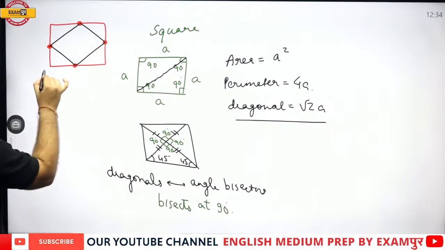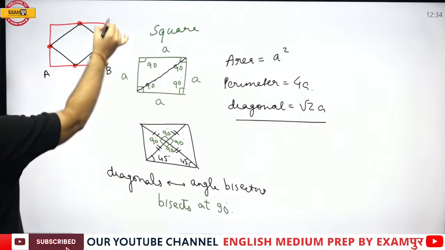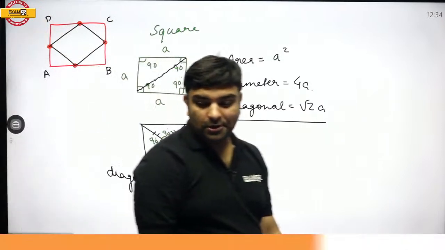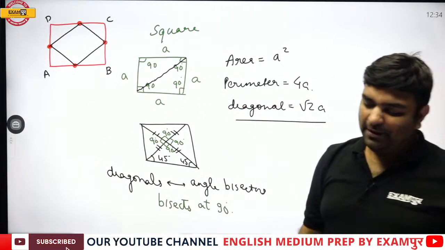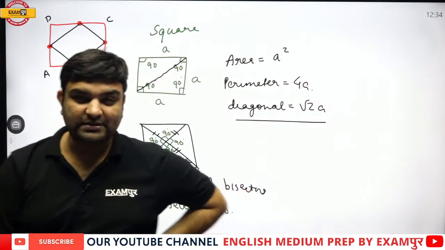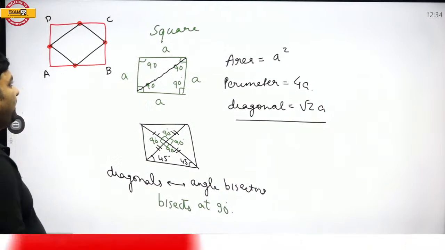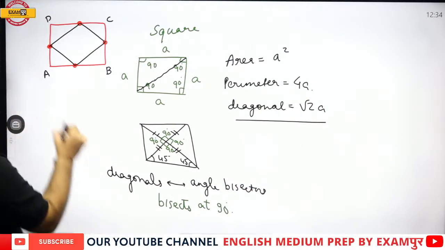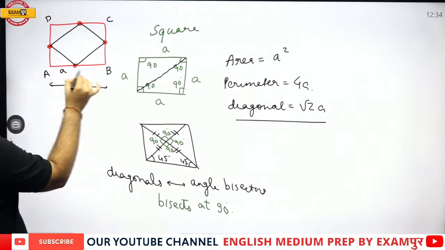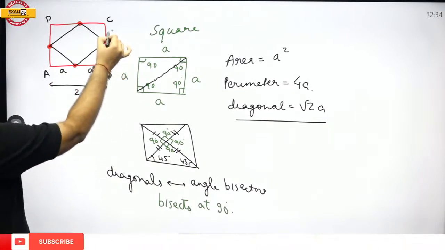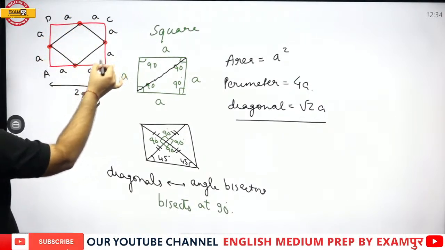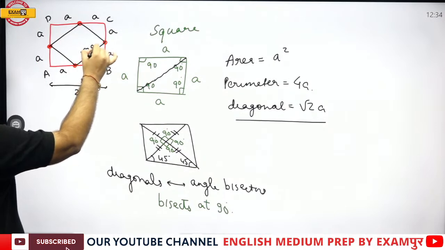If you join the midpoints of the square, there is a formation of one more square. Can you establish the relation, guys? Can you establish any relation between the sides of these two? Let's suppose the initial side is 2a. So this is a, this is a, this is a, this is a. If this is a, this is root 2a.